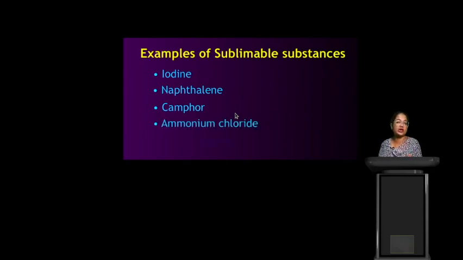Also ammonium chloride. Even these are solid particles. They become gas instead of becoming liquid when heated up. Also, anthracene is another example of a sublimable substance. So, these are the examples of sublimable substances.